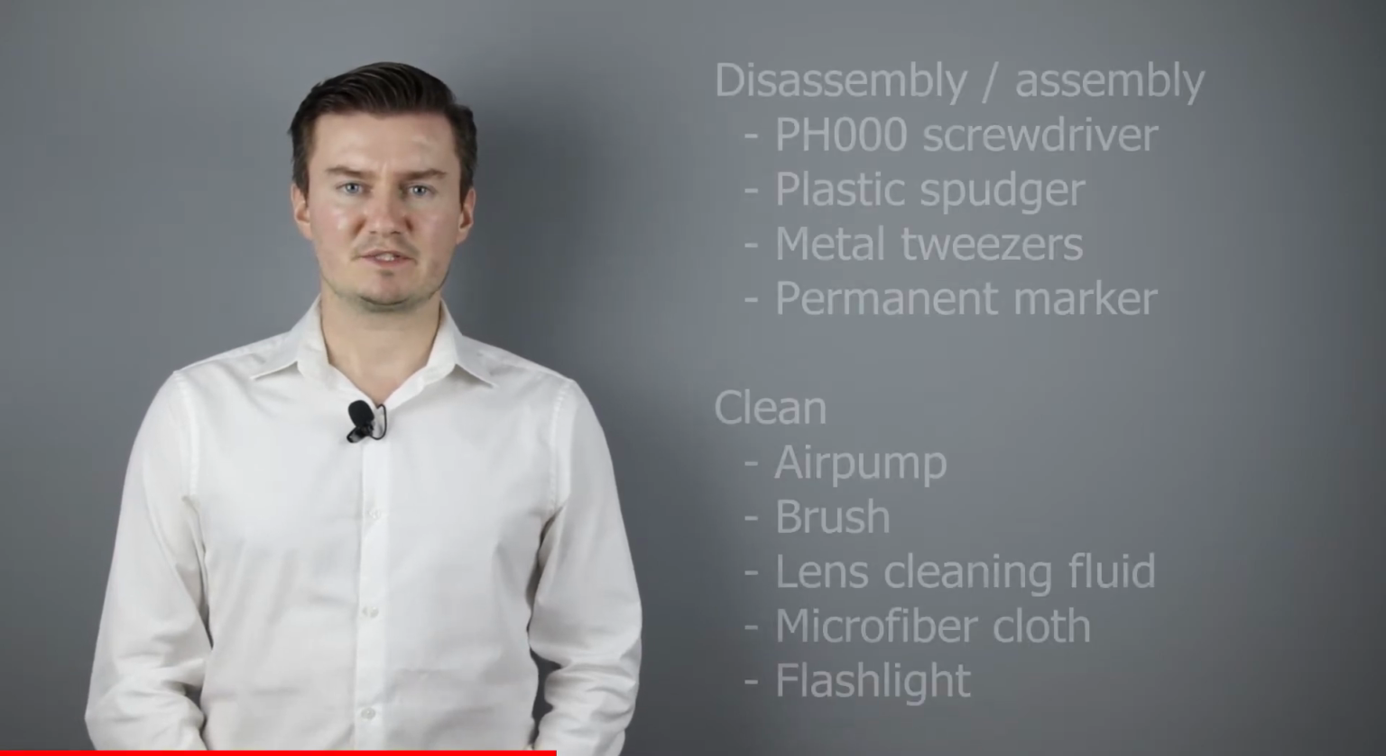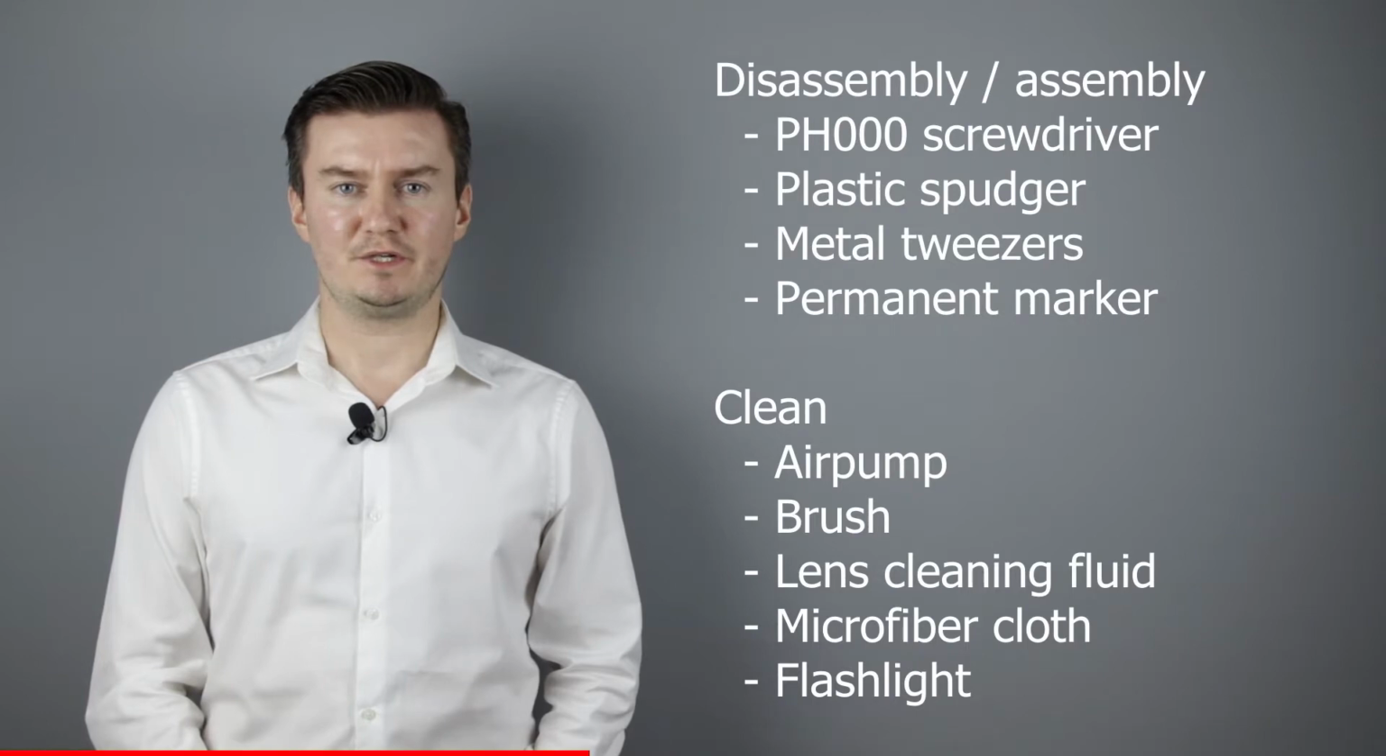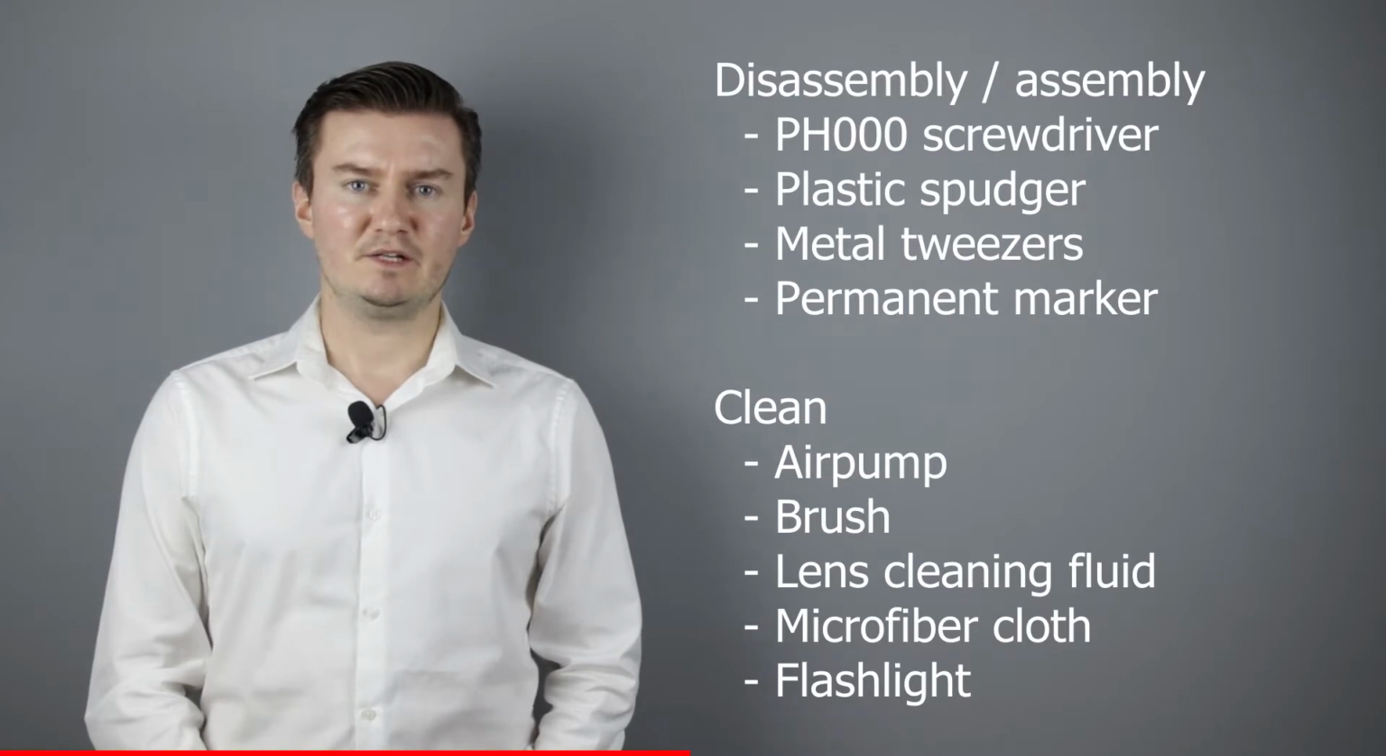assemble the lens. Before I will start, let me talk about the tools that I've used to clean the lens. For disassembly and assembly, I've used a PH30 screwdriver, a plastic spudger, metal tweezers, and a permanent marker. For cleaning the lens, I've used an air pump, a brush, lens cleaning fluid, and microfiber cloth. For checking the lens elements, I will use a flashlight.